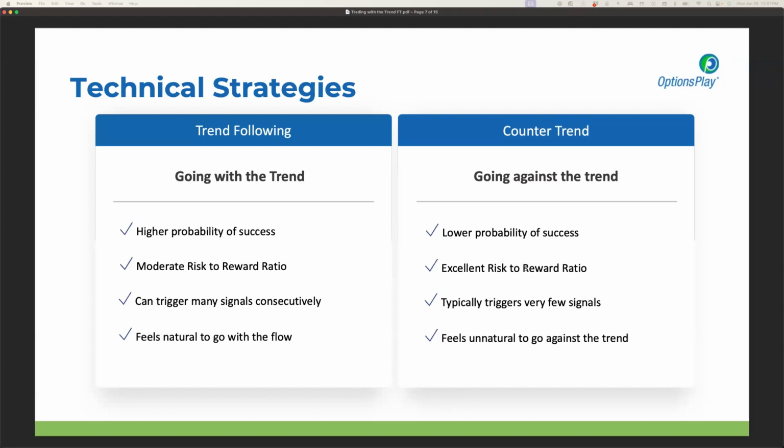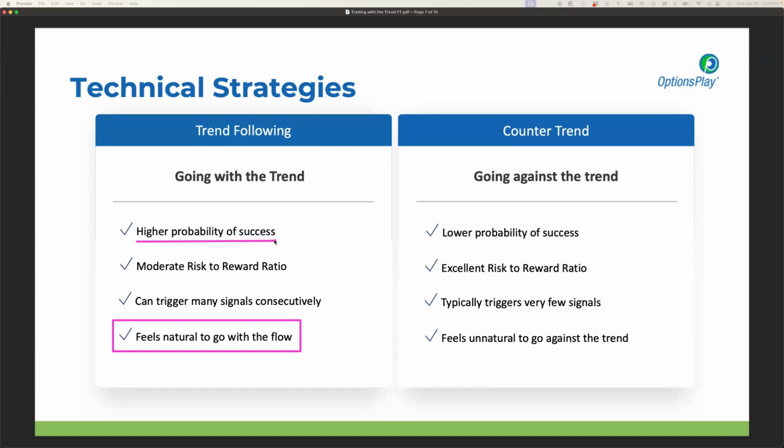I think most people feel it's more natural to go with the trend. It's very unnatural to go against the trend. So let's talk a little bit about the pros and cons of each one. Let's talk about going with the trend first. Going with the trend, generally speaking, feels natural. And when you're going with the trend, you tend to have a higher probability of success.